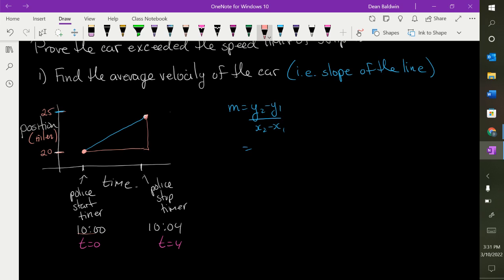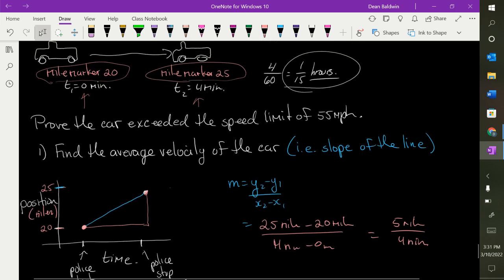If we do rise over run, y2 minus y1 over x2 minus x1, you're going to get 25 miles minus 20 miles, divided by, well, it's going to be 4 minutes minus 0 minutes. So I end up with 5. No, why did I do minutes? It should be hours.